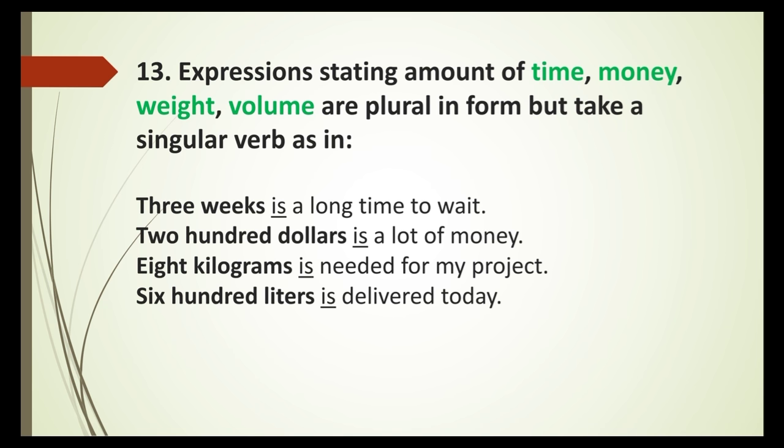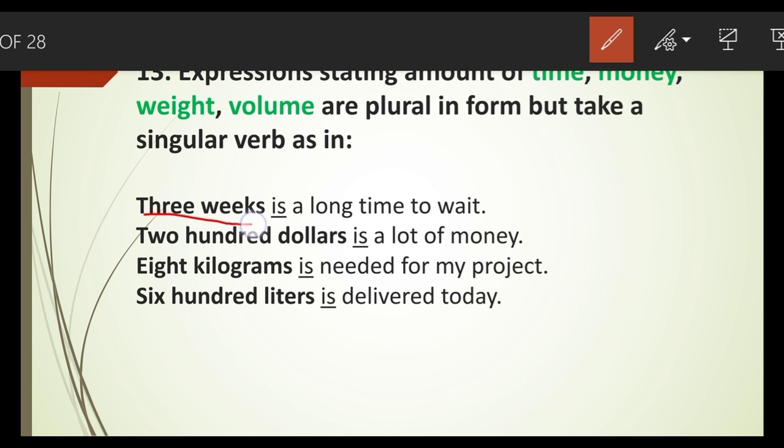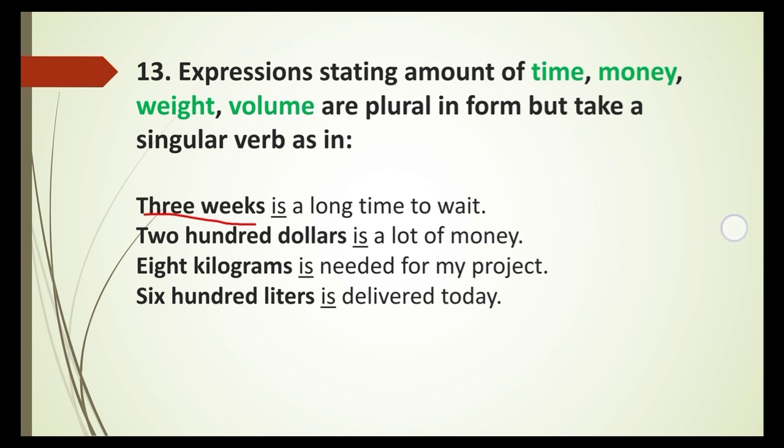So, in this example, let's take a look on our first example. 3 weeks. Amount of time yan. 3 weeks is a long time. So, halimbawa ba, ma'am, ang gagamitin ko dito ay 1 week. So, is siya. Pero pag naging 3 weeks siya, is pa din siya kasi nga it's amount of time. So, ma'am, paano kung maging 2 months siya or 3 years siya? Kahit na 3 decades pa yan or 3 centuries, basta it's amount of time, it will be singular. Okay? Always take the singular form of the verb.